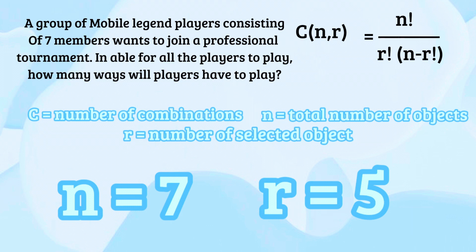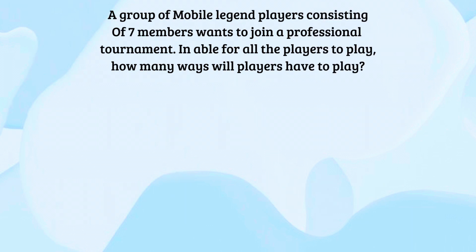Now that we have our givens, we need to substitute them into our formula. Again, our formula is combination of n and r is equal to n factorial over r factorial multiplied by n minus r factorial. So, all of the n will be 7 and all of the r will be 5. So, it will be combination of 7 and 5 is equal to 7 factorial over 5 factorial multiplied by 7 minus 5 factorial.